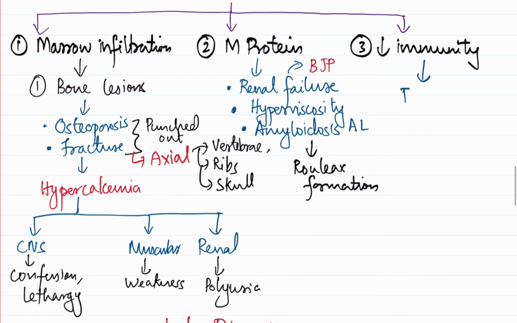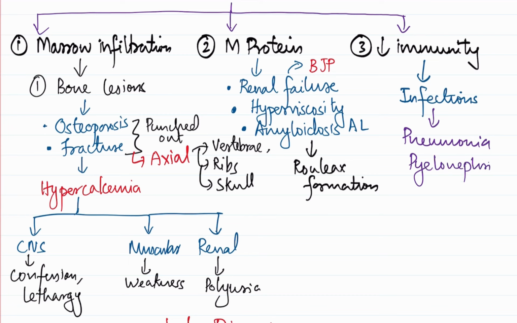Now let's move on to the third part, that is decreased immunity. Of course, we know that infections will increase. So these infections could be pneumonia, meningitis, a lot of them, or it could be pyelonephritis affecting the kidneys. And if pyelonephritis occurs, again what happens is that it will further worsen the kidney function, leading to renal failure. So we have a syndrome complex, right?